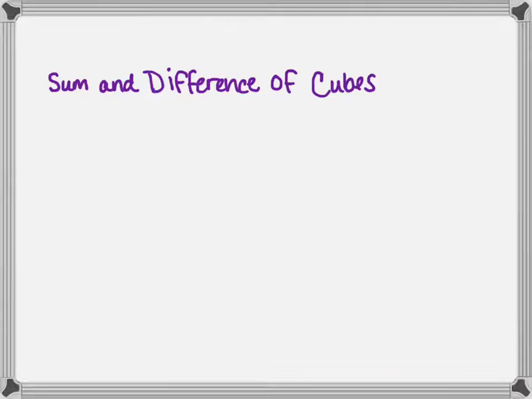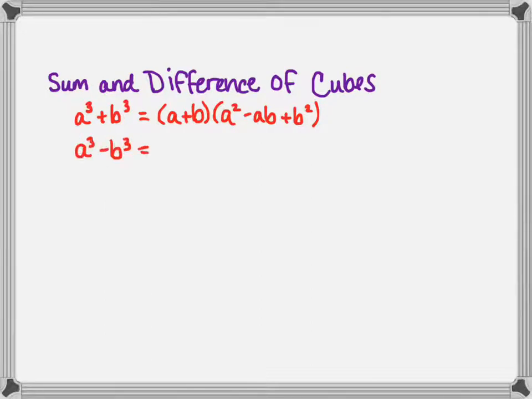Okay, let's review the sum and difference of cubes formula. So the sum of two cubes, a cubed plus b cubed, factors to a plus b times a squared minus ab plus b squared. And the difference of cubes, a cubed minus b cubed, factors to a minus b times a squared plus ab plus b squared.